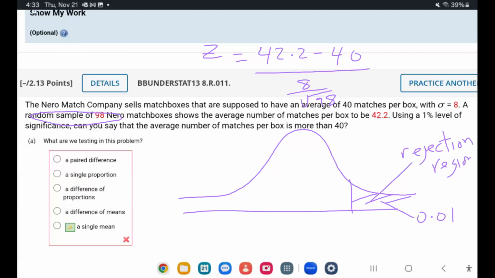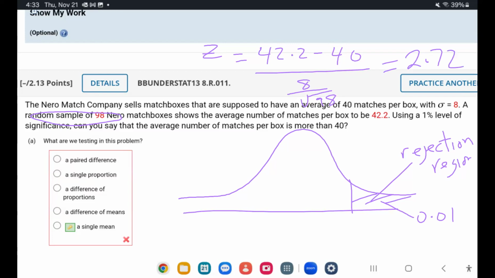So this should give us, let me check. So you have 42.2 minus 40 divided by 8 divided by the square root of n, which is 98. So I have 2.722, but remember it's z, so you do 2 decimal places, 2.72.